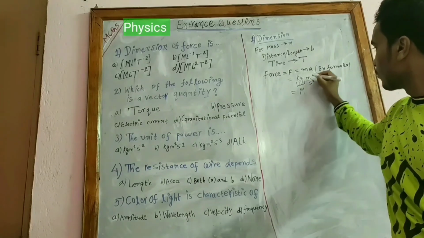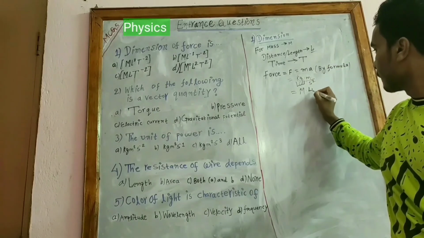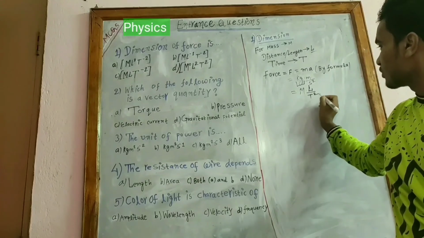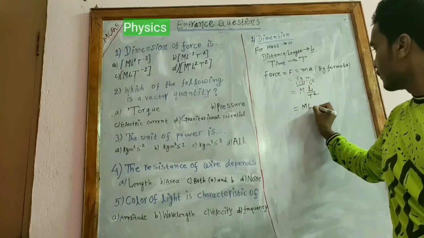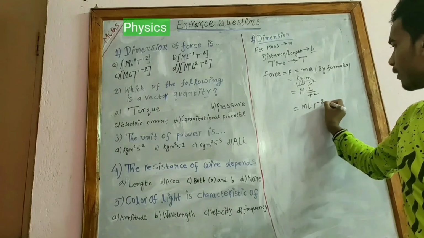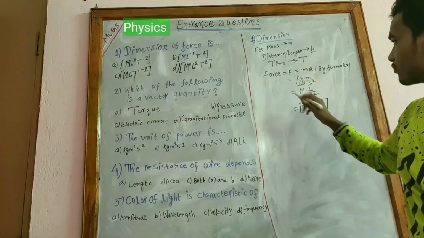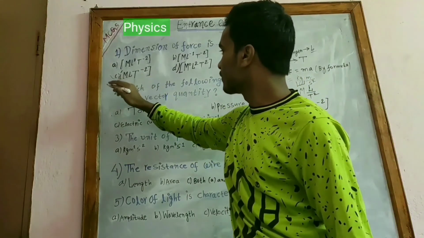M, for meter replace L, for time T square, that is equals to MLT power minus 2. Therefore the dimension of force is MLT power minus 2. Therefore option C is the answer.